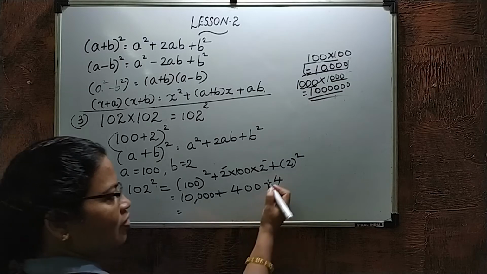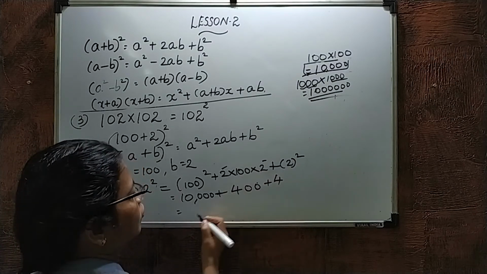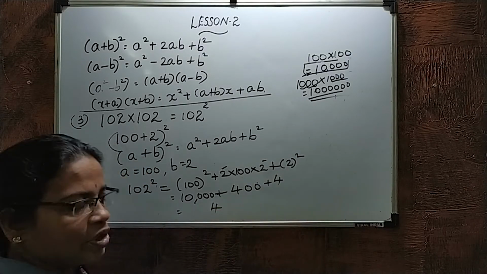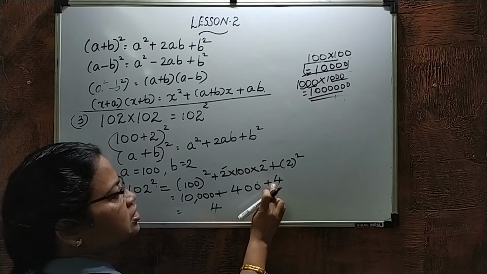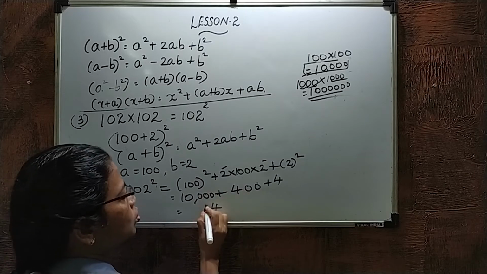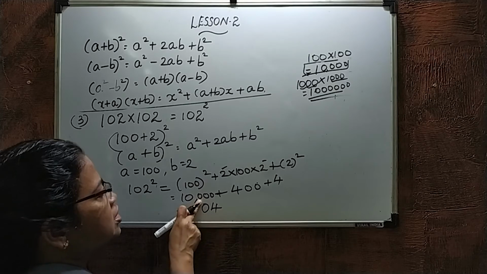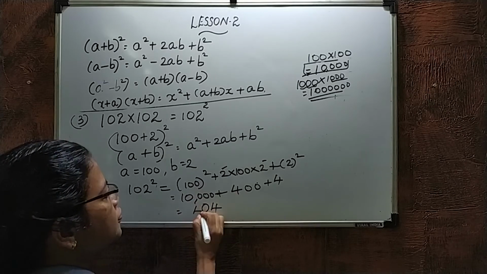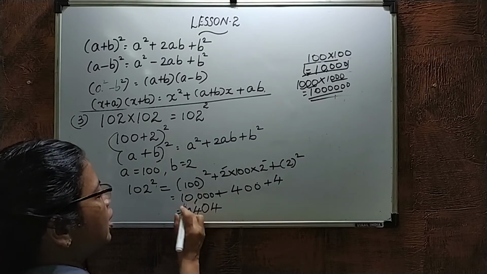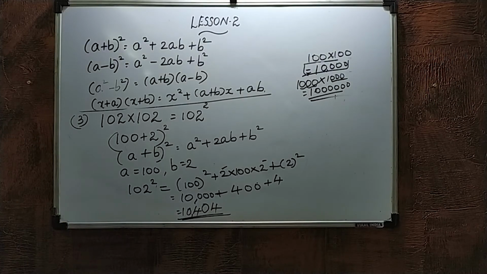How will you add? Take the ones digit: 4 plus 0 is 4. If you want to do it in the working column, no problem, you can do. The tens digit is 0, here 0, so the tens digit is 0. The hundreds digit is 4, here 0, 0 plus 4 is 4. In the thousands place nothing is there, here only 0, and in the ten-thousands place 1. So 10,404 is the answer.